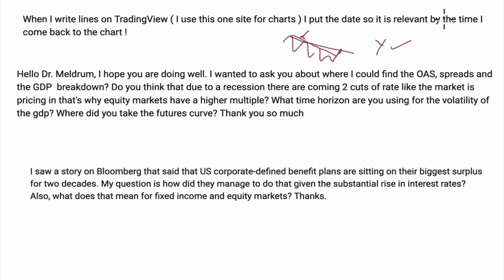I hope you're doing well. I want to ask you where I could find the OAS spreads and GDP breakdown. You can get the OAS right from FRED. Just type in high yield OAS FRED into Google and the first link. And you can change this, and you could say BB, you could say triple B, you could say IG, and FRED will give it to you without a problem.